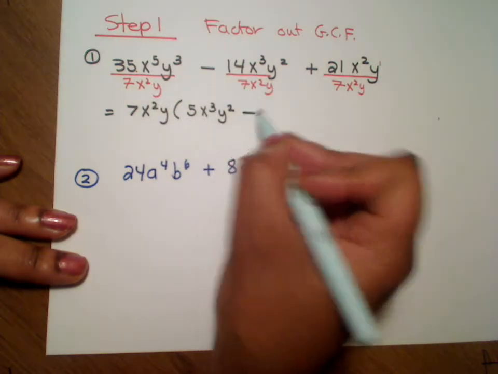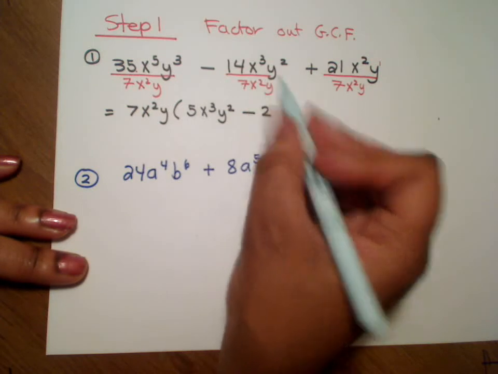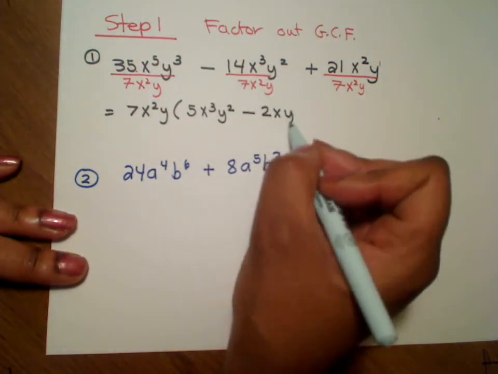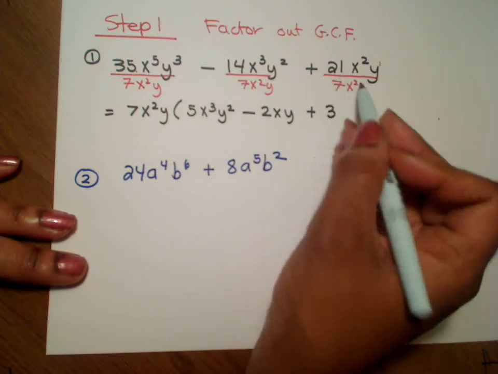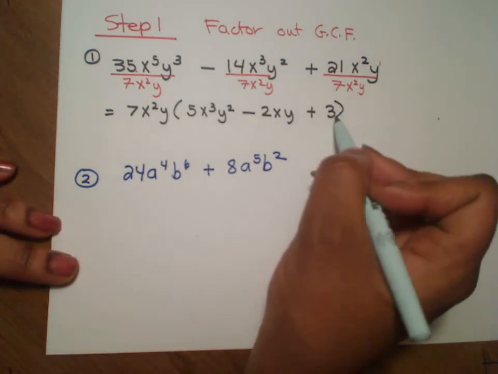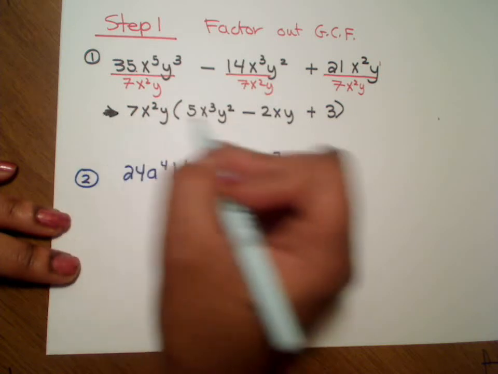Okay, then I'm going to do my next one. 7 goes into 14, so that's 2. Subtract, and I end up here with just the y. Plus, reduce this with a 3. Notice here my x squares and my y squares cancel out. So now this becomes my factor, which happens to be here.